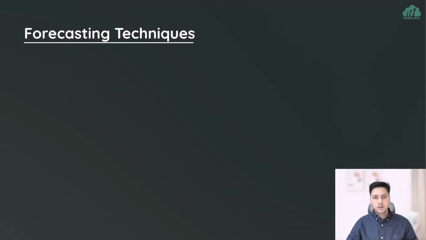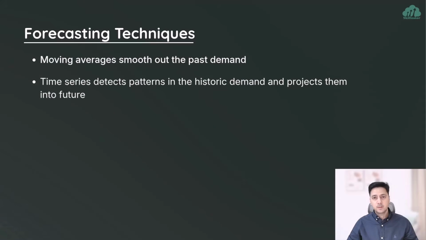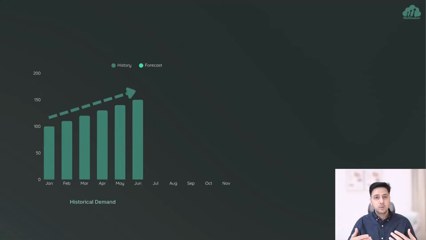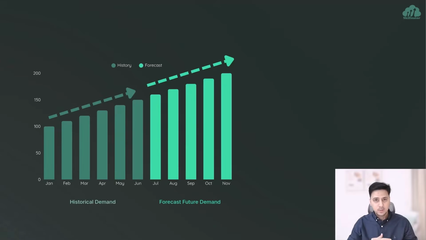So far, we have looked at forecasting techniques that are driven entirely by historical demand. Simple moving averages smooth out the past demand. Time series forecasting detects patterns like trend and seasonality, again based on historical data, and projects that in future. And that's an important limitation to remember. Time series methods assume that the forces shaping the demand in the past will remain broadly similar in future as well. For example, if the demand has been trending upward for the last 3 years, time series will typically project that trend forward as well.